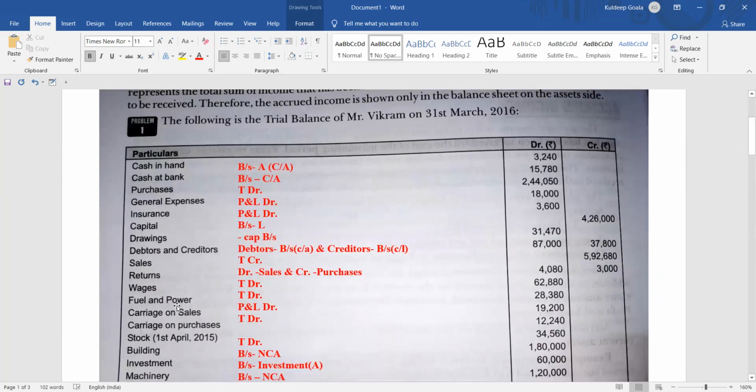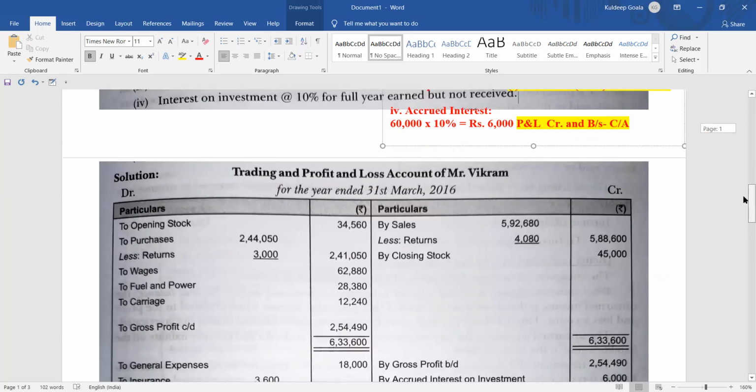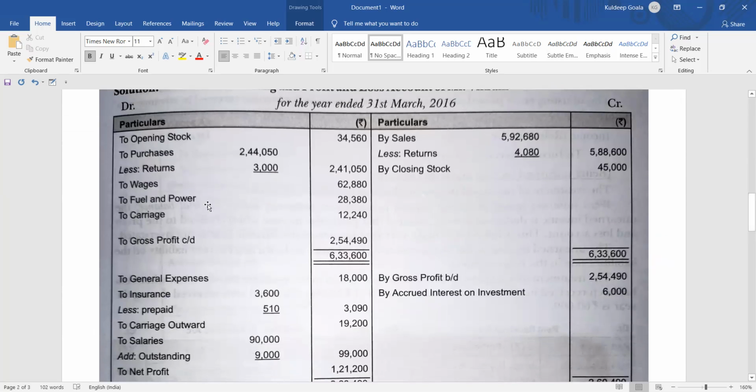After wages, what do we have? Fuel and power, that is trading account debit side, 28,380. So it will go again on that side, trading account debit side, 'To fuel and power', 28,380. Since there is no adjustment, we are writing it directly in the outer column. Now we'll see the next item.